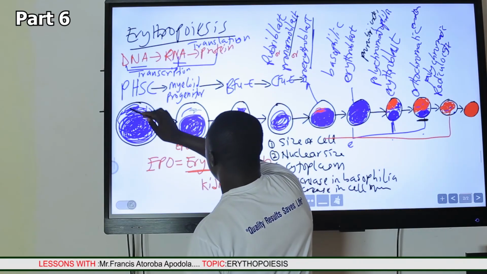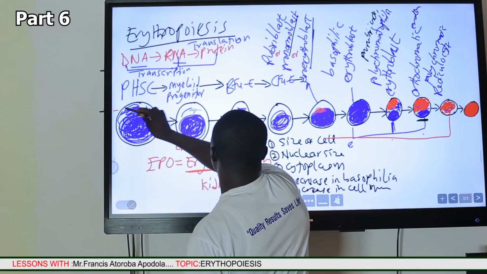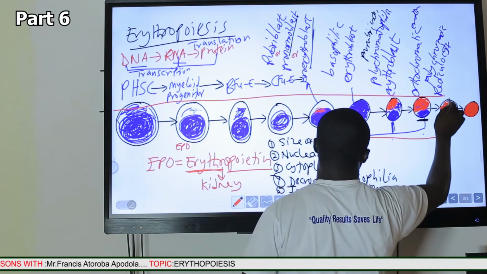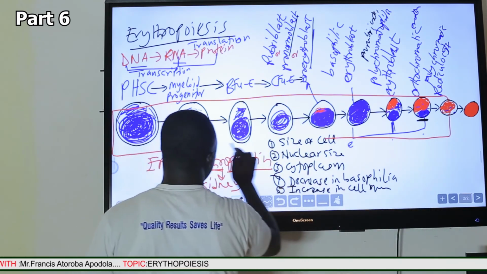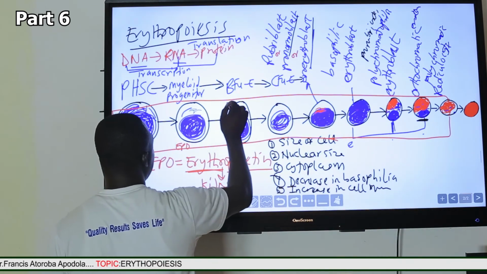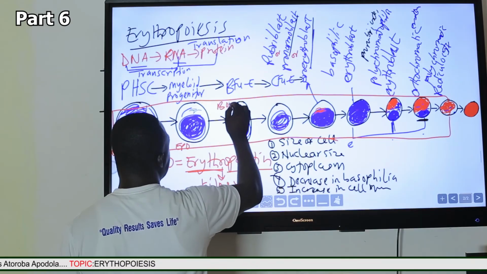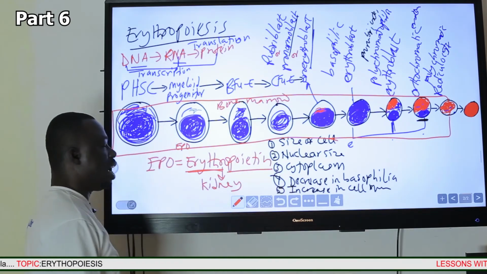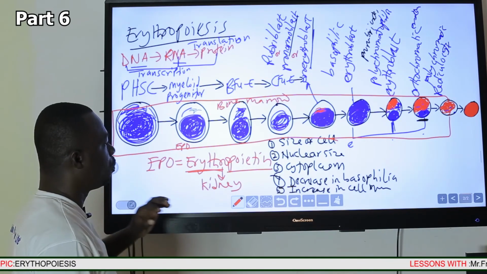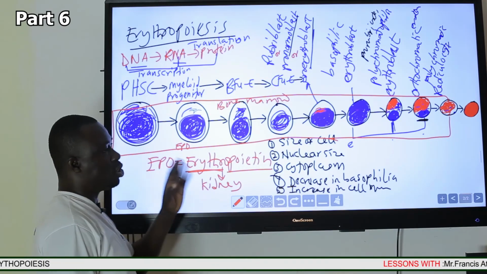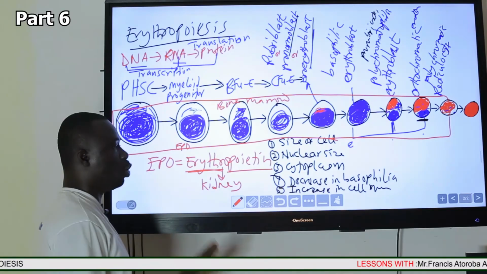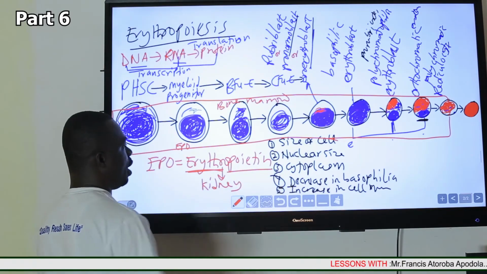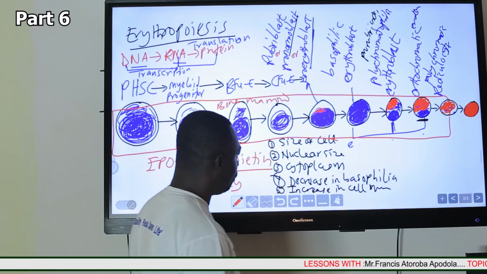Now, all these stages, right from the pluripotent hematopoietic stem cell up to the reticulocyte stage, are happening in the bone marrow. Nothing is outside the bone marrow, because we are talking about postnatal or adult hematopoiesis. Everything is happening inside the bone marrow.